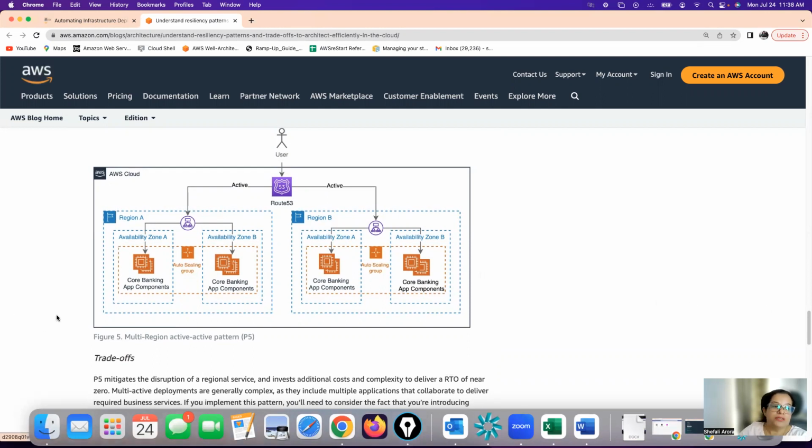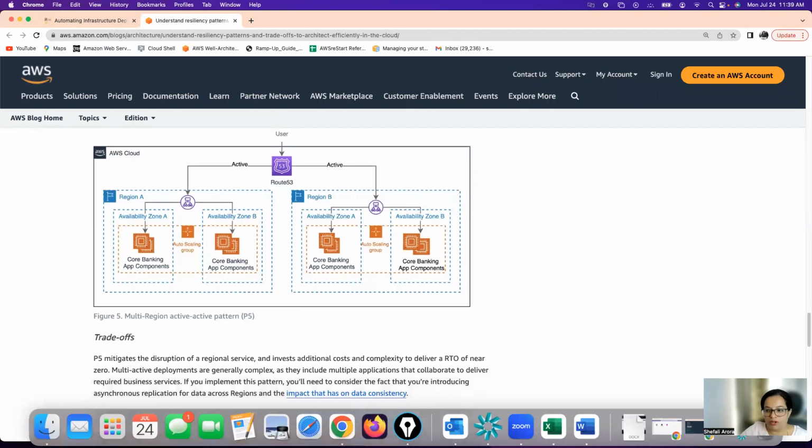Now, what is happening in this pattern is that we have region A and region B, and in both the regions the workload is running simultaneously, allowing them to serve traffic from all the regions simultaneously. Okay, there is nothing like the low capacity which is being provided in the other region, right? This pattern not only mitigates against regional disruptions but also addresses the zero tolerance requirements.